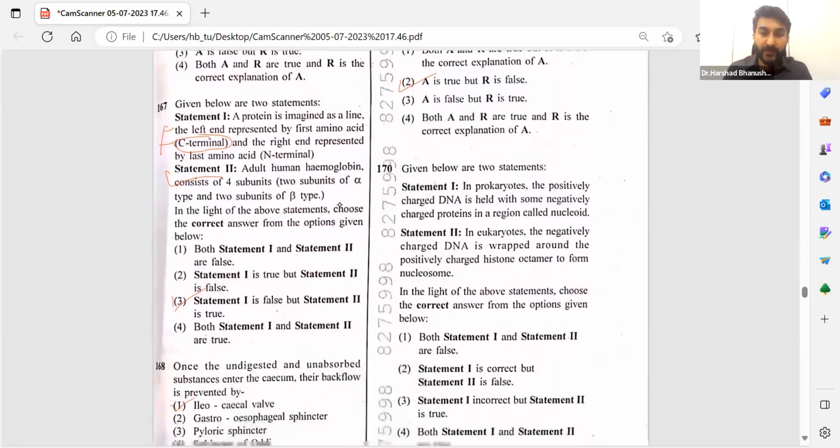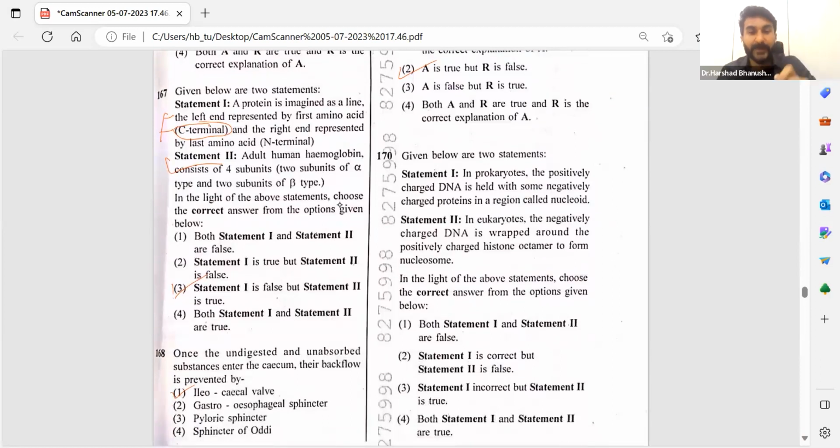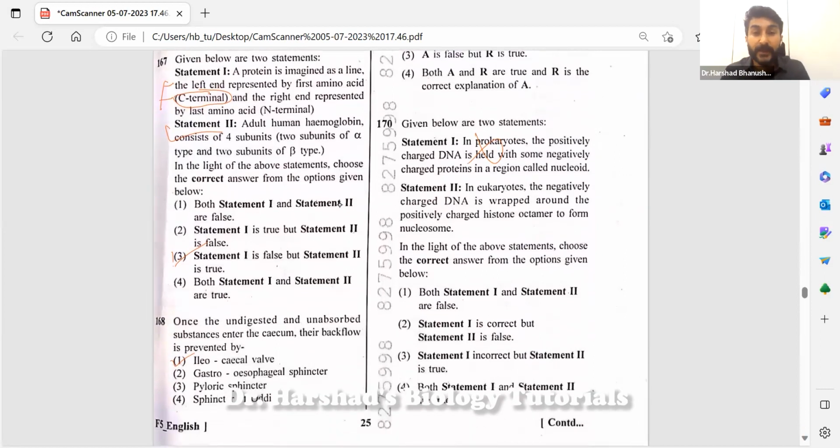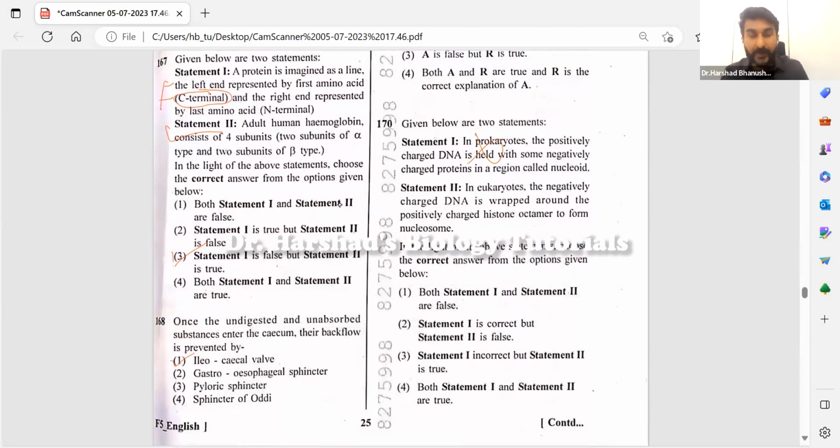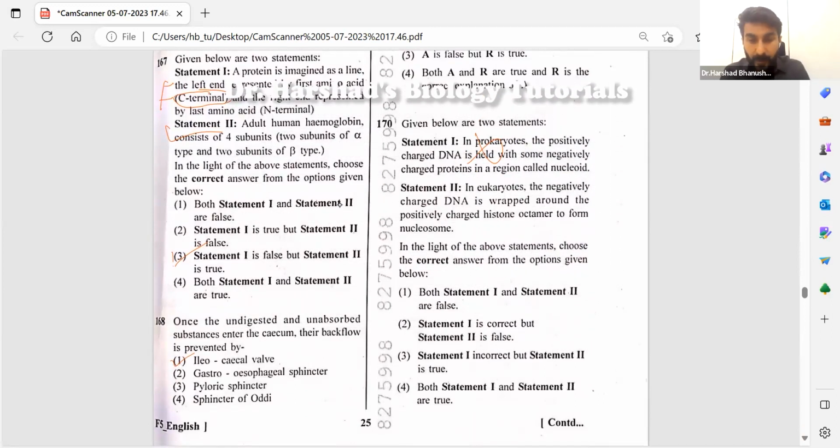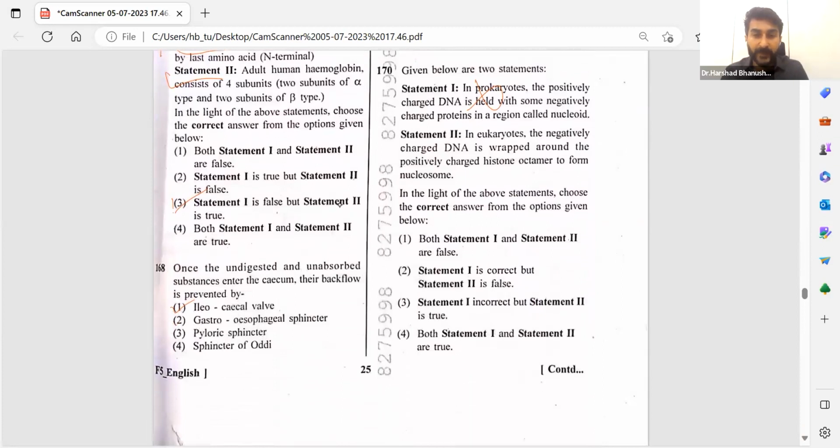In prokaryotes, the positively charged DNA is held with some negatively charged proteins. Wrong. DNA is always negatively charged, whether it is a prokaryote or a eukaryote, DNA is negatively charged. So statement 1 is incorrect. Statement 2, in eukaryotes, the negatively charged DNA is wrapped around positively charged histone. That's correct. So 1 is incorrect, 2 is correct. I will mark option number 3.